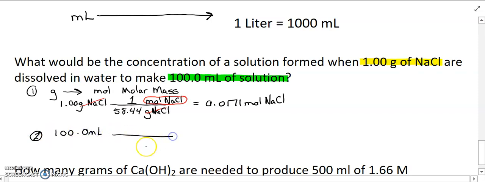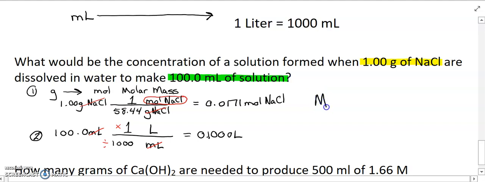I know milliliters would need to go on the bottom, and that would mean liters would go on top so they can cancel out. And according to the equation on the top, in 1 liter, there are 1,000 milliliters. So basically, I am going to divide this number by 1,000, and I am going to end up with 0.1000 liters of this solution.